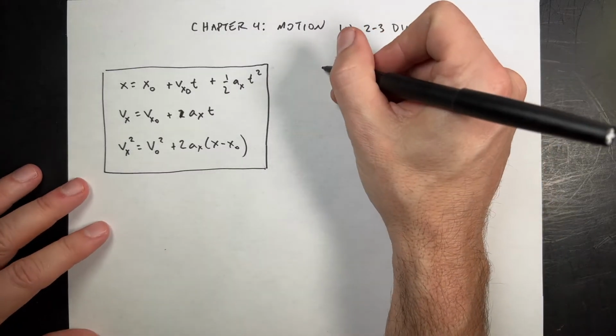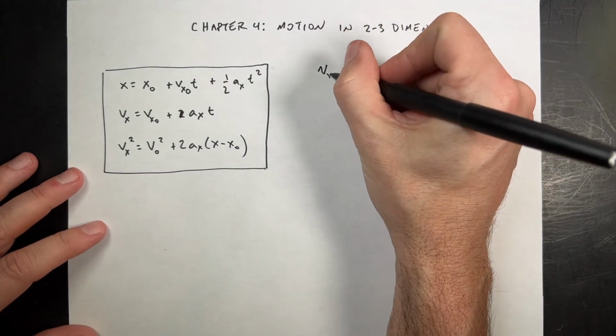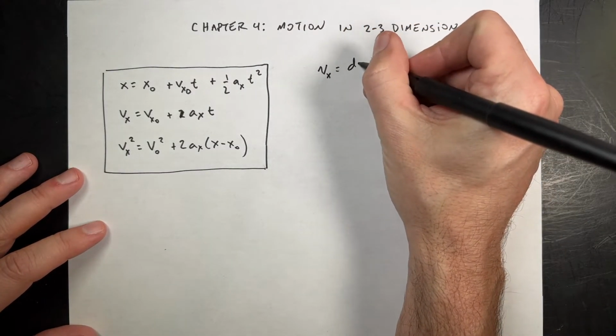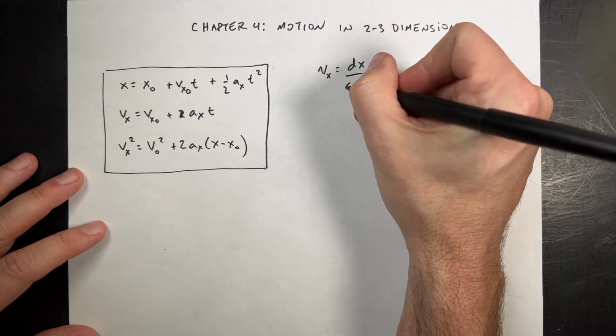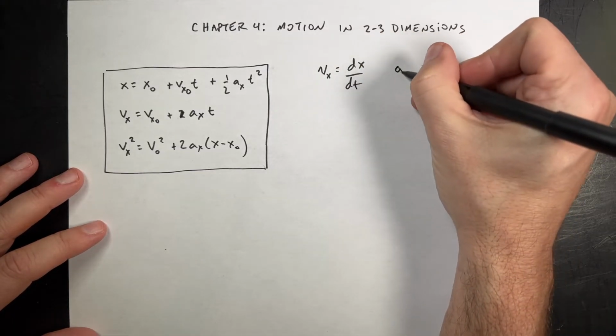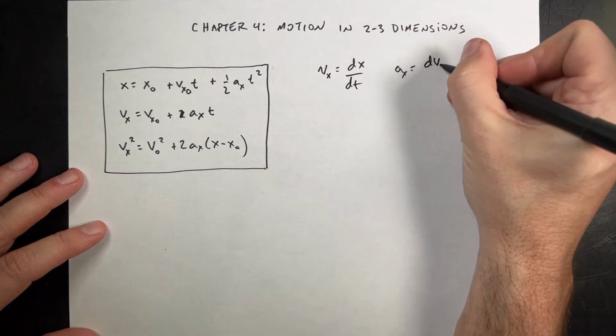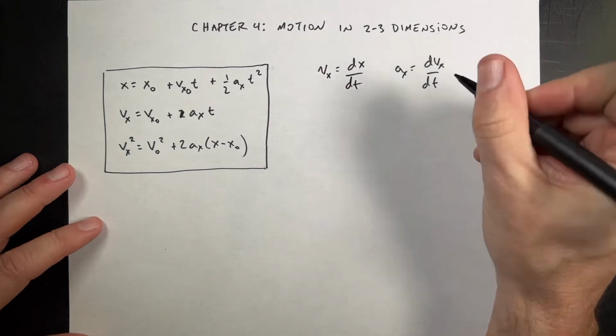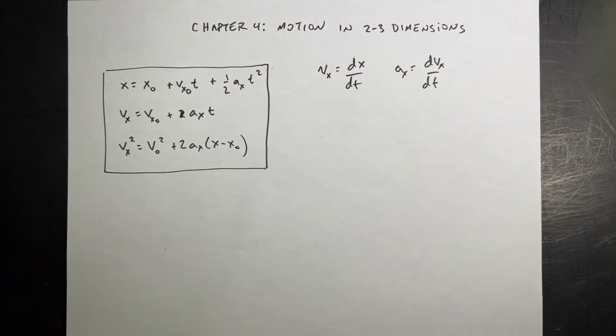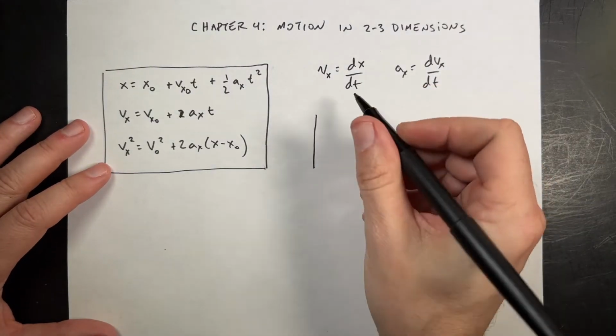We also had the following. Vx was the derivative of x with respect to time, and ax was the derivative of vx with respect to time. But those are all in one dimension. After that, that was actually chapter 2.